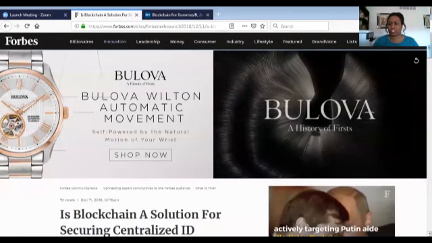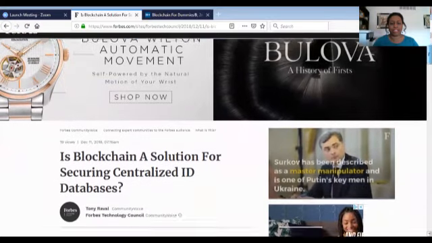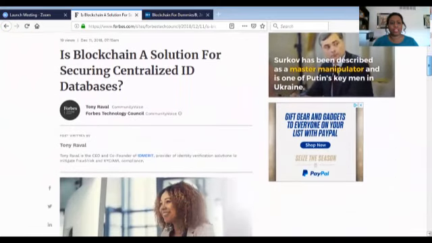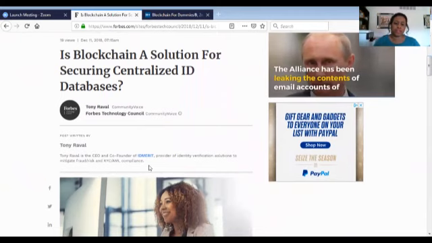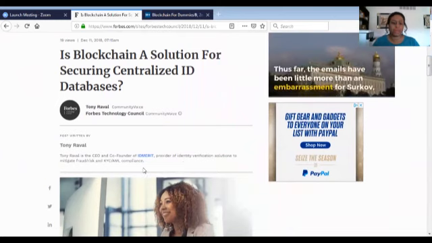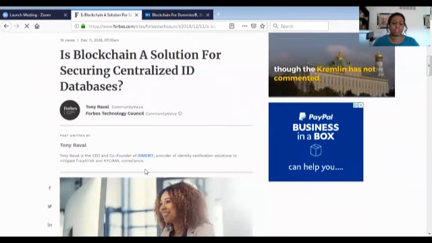Second thing I want to show you is this great article I read in Forbes. Is blockchain a solution for securing centralized ID databases? Now, first of all, this was written by a guy named Tony Ravel, who is the CEO and co-founder of ID Merit, providing identity verification solutions to mitigate fraud risk and KYC AML compliance. KYC is know your customer.